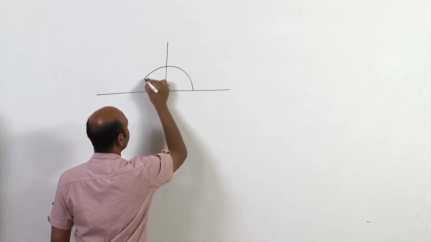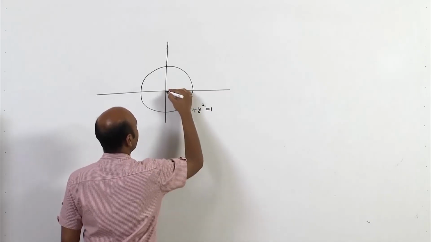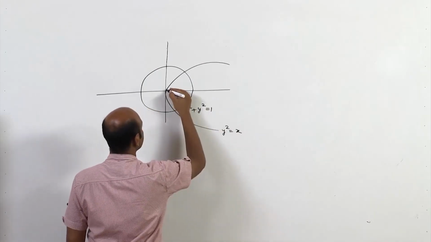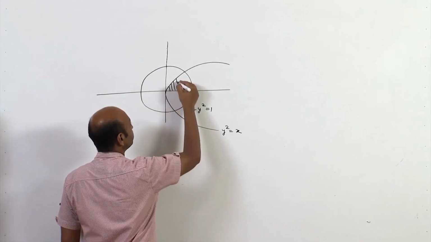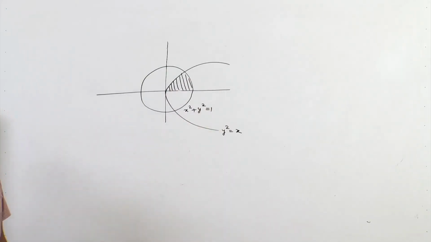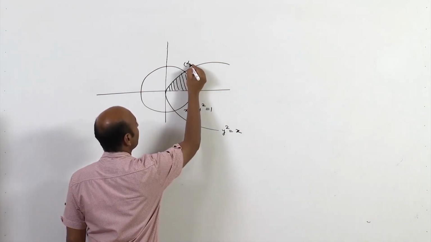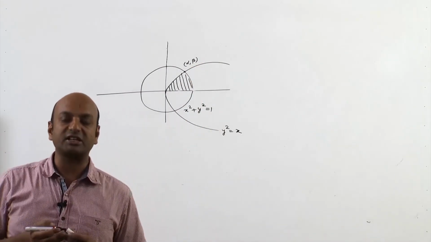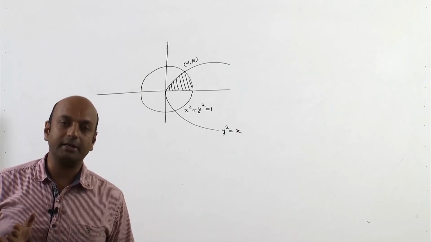Now, suppose you have this type of problem. You have a circle, say x square plus y square equal to 1. You have a parabola, say y square equal to x. Now, you are interested to find this shaded area. So how can you find this? Suppose this point is (alpha, beta). This point can easily be found by finding the point of intersection of these two curves. Say this point of intersection is alpha comma beta.